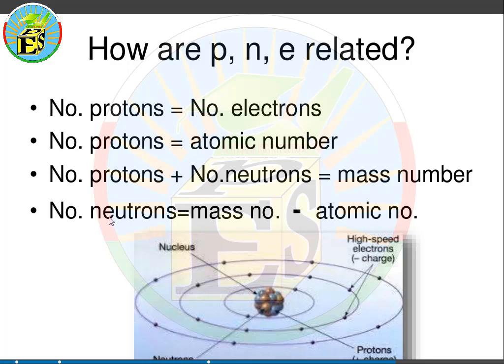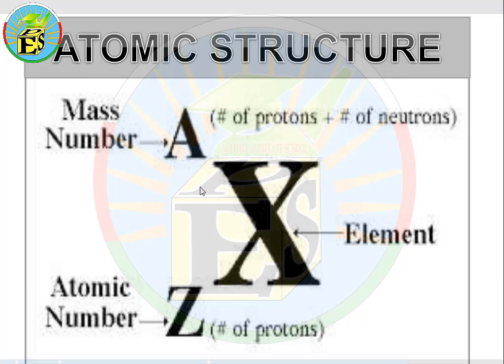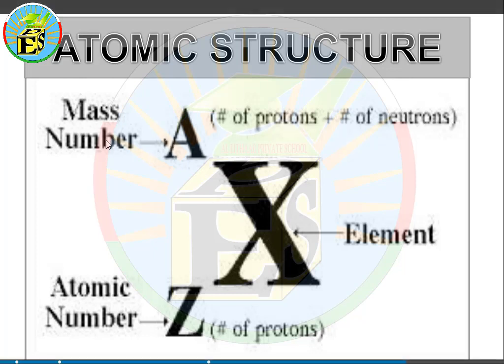So if we want to calculate the number of neutrons, we take the mass number minus the atomic number. This is the symbol for writing any element. X represents the element, maybe H, N, O, F, Fe, like this. A is the mass number, the number of protons plus the number of neutrons. And Z is the atomic number, the number of protons. Usually the number of protons equals the number of electrons.